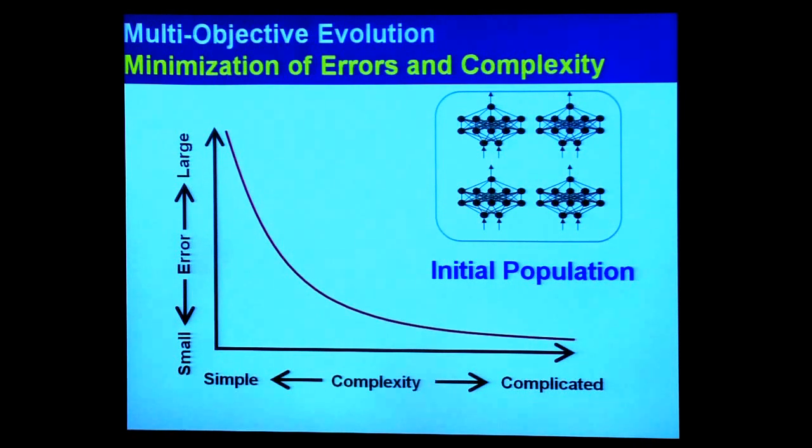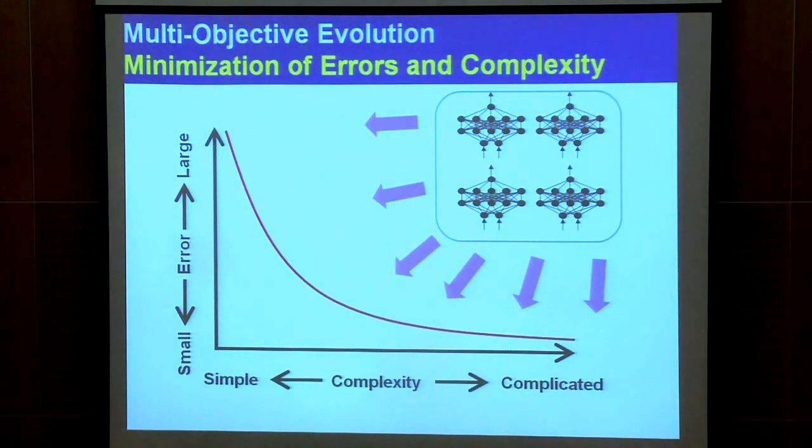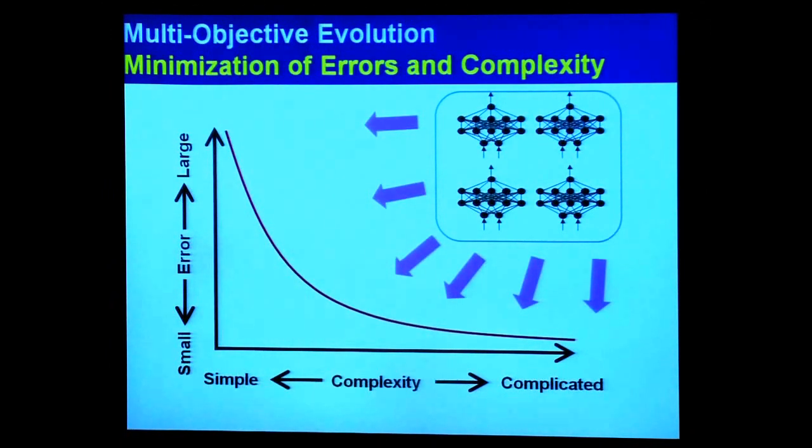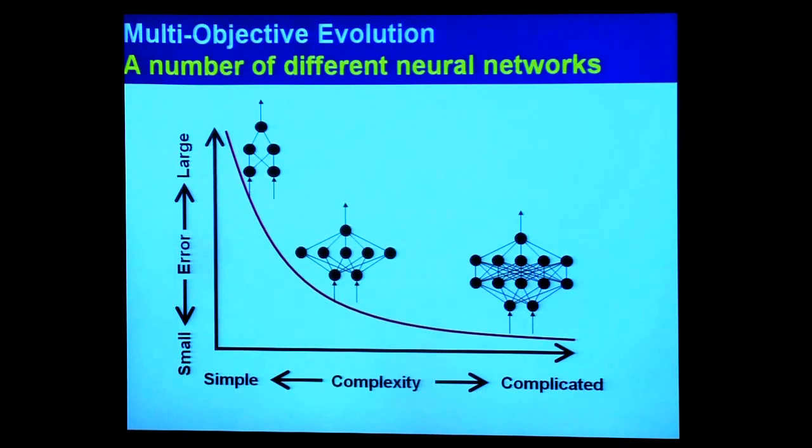Also, this idea can be used for multi-objective optimization, as Gary explained. Here we have an initial population. Then, in this case, we have two objectives. One is complexity minimization. The other is error minimization. So this is a two-objective problem. And using these two objectives as an environment, a population can be moved towards the Pareto front. Finally, we may have obtained these neural networks.